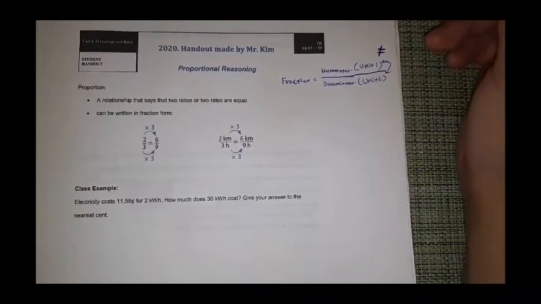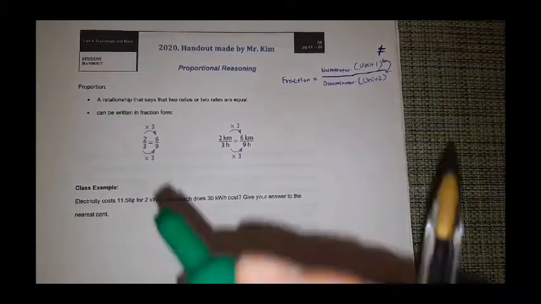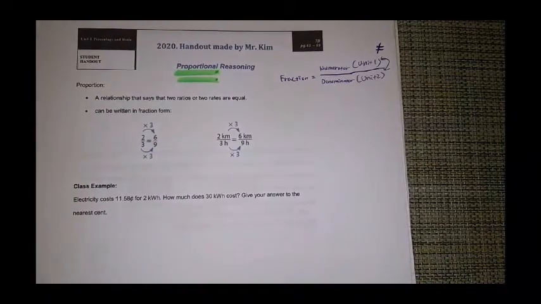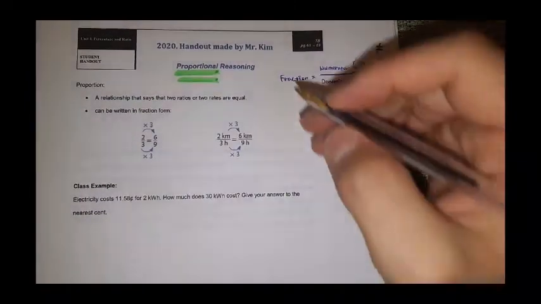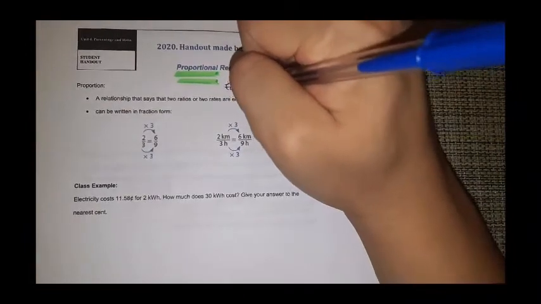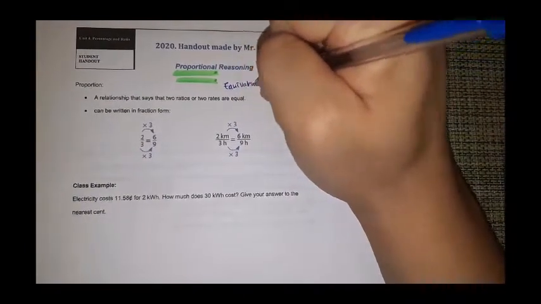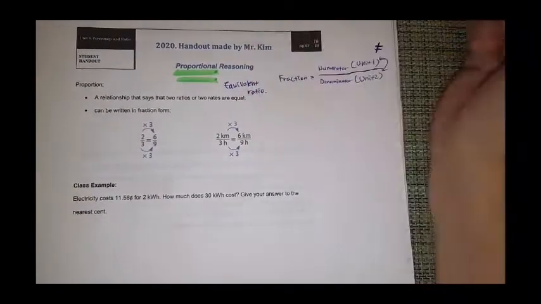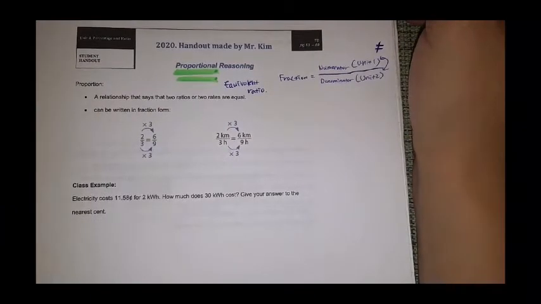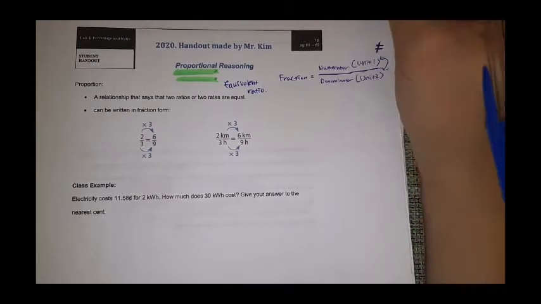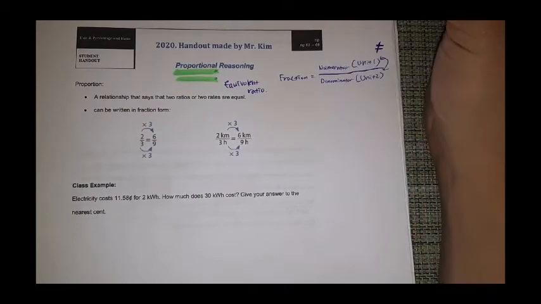Now, today what we're going to learn is known as proportional reasoning, which is basically a similar concept to equivalent fractions, but I'm going to call it equivalent ratio. And we're going to do several classic examples. First of all, when people say proportion, that means a certain change is equally applied to another factor.